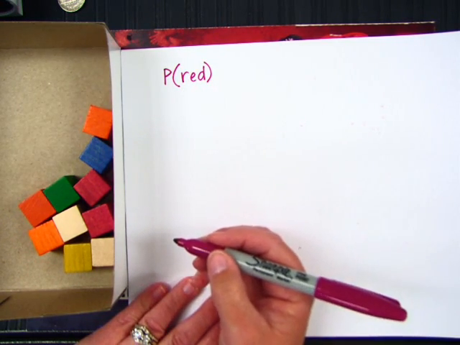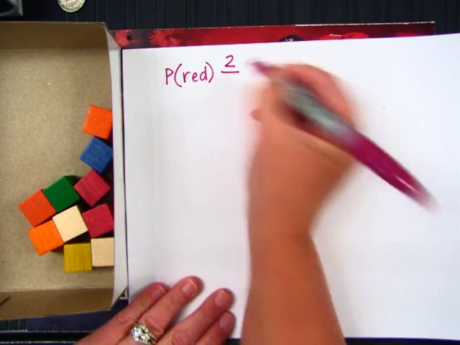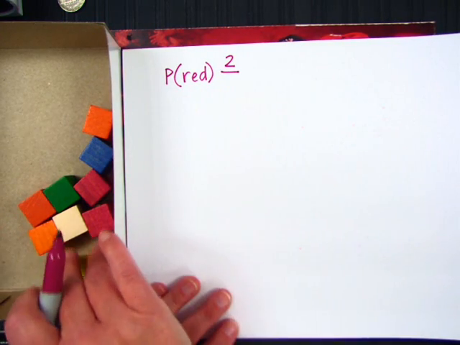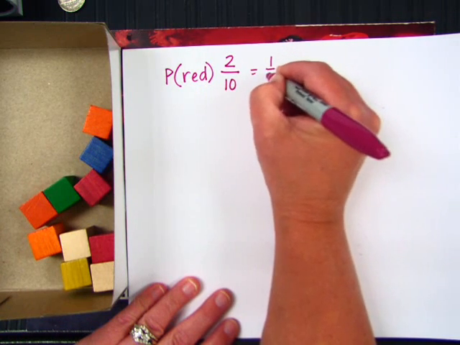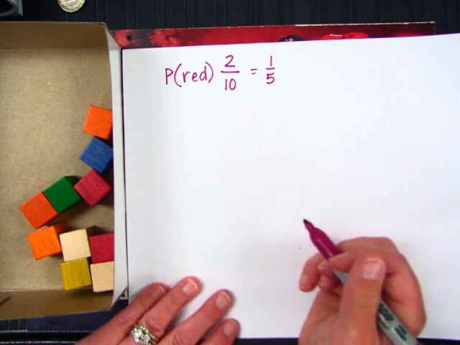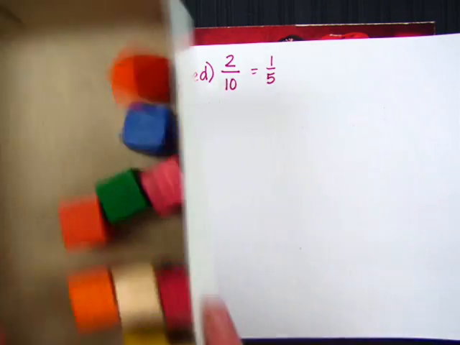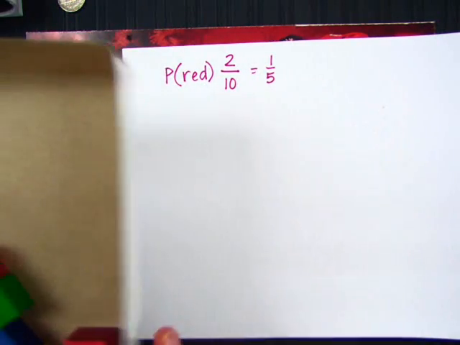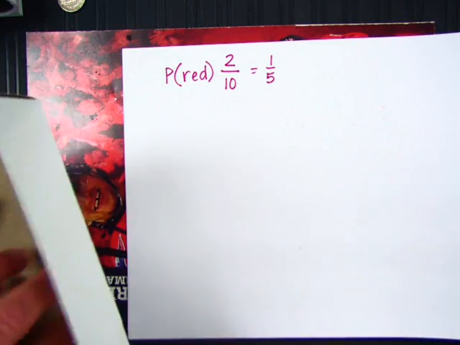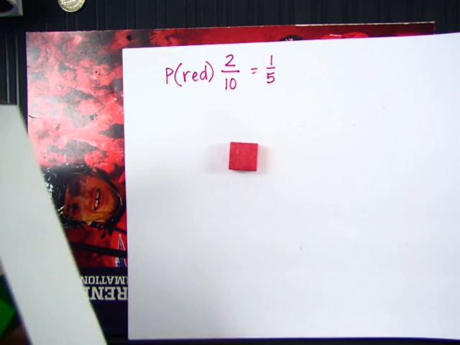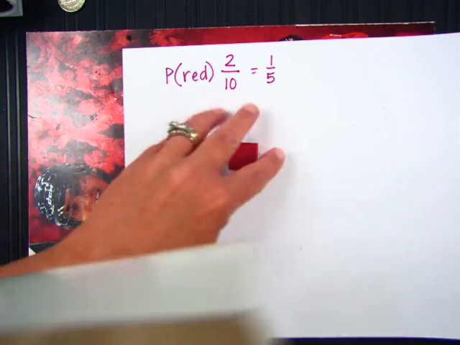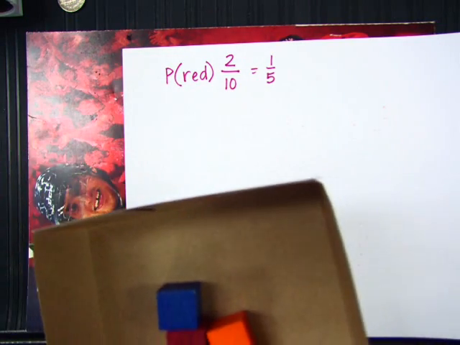Okay, how many reds are in there? 2. How many total cubes? 2, 4, 6, 8, 10. So the probability of picking a red cube is 1 out of 5 chance. So if I close my eyes, that's my theoretical. If I close my eyes and I actually pick it, look at that. There's 1 chance. Okay, I have to put it back because it doesn't say without replacement.